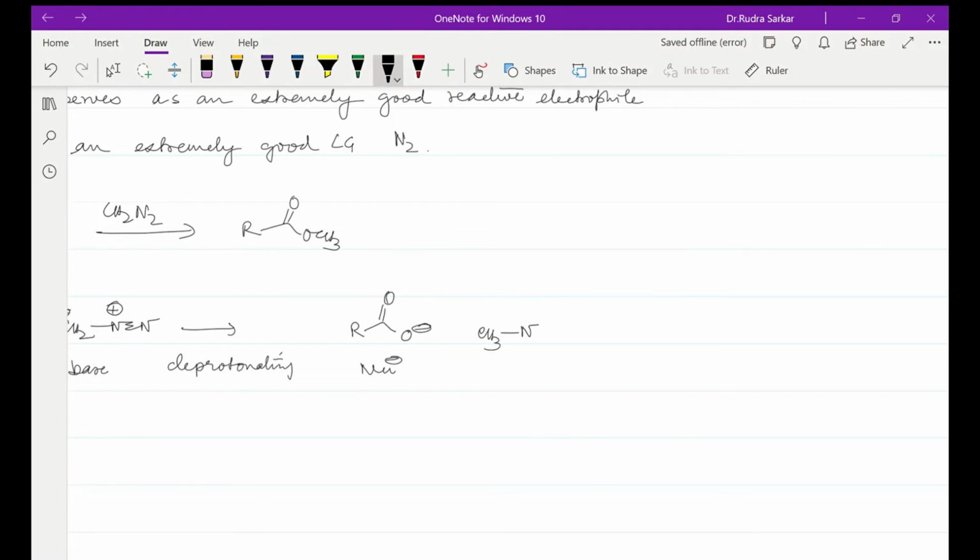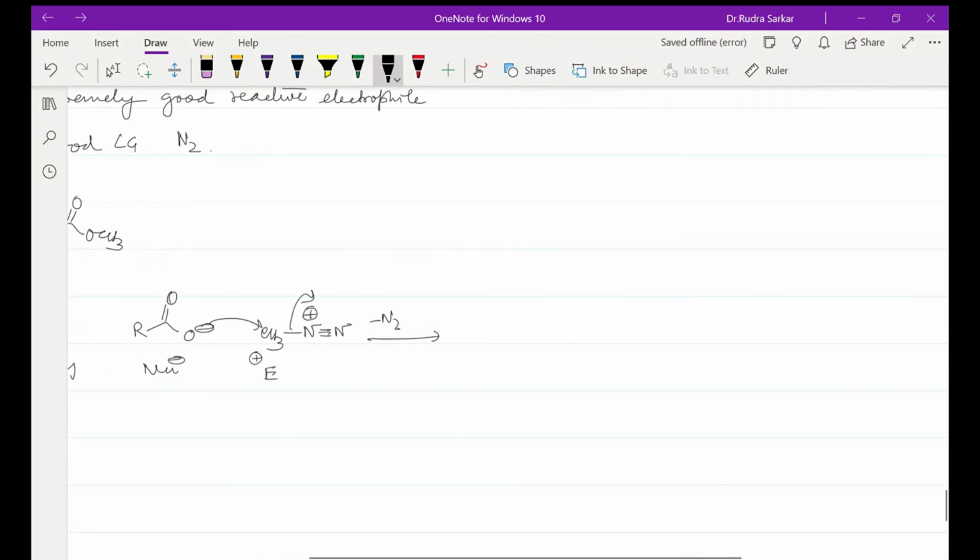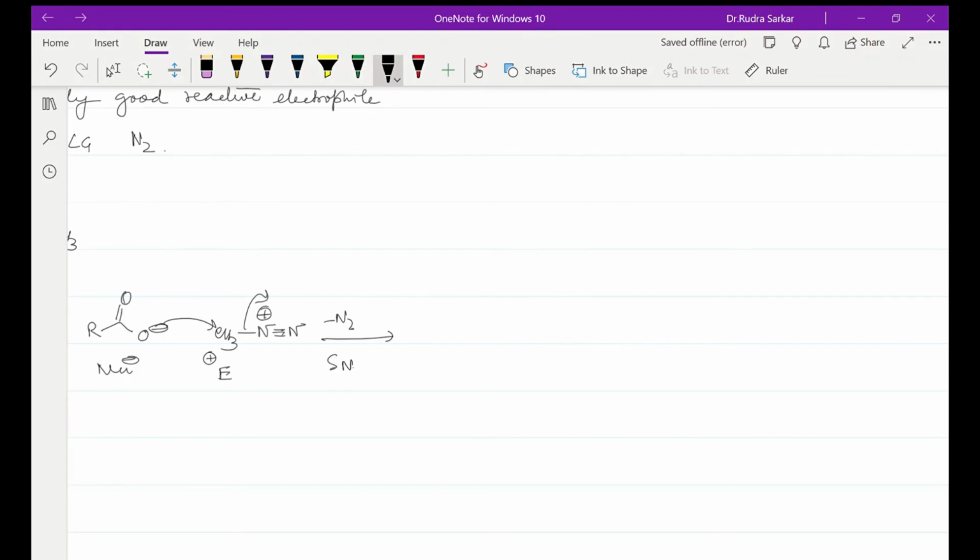After taking the proton, we have a molecule which is CH3 joined to the N2. Now CH3 becomes highly electrophilic because nitrogen is a good leaving group. So any attack over the CH3 by a nucleophile leads to the replacement of the N2 via the SN2 procedure and gives us our desired methyl ester.